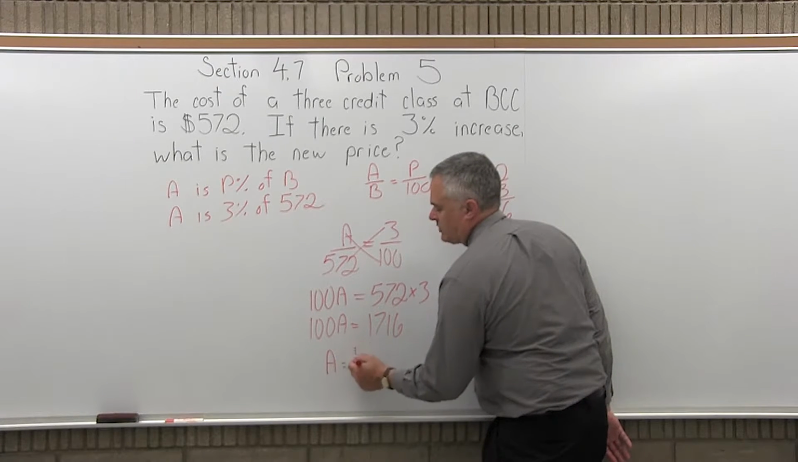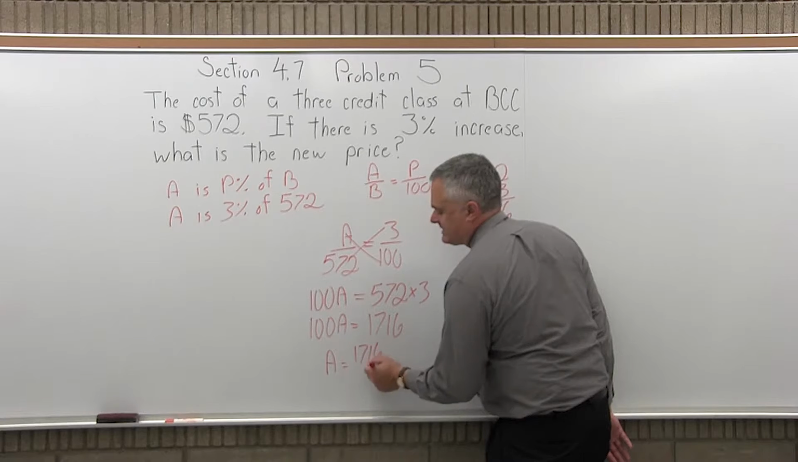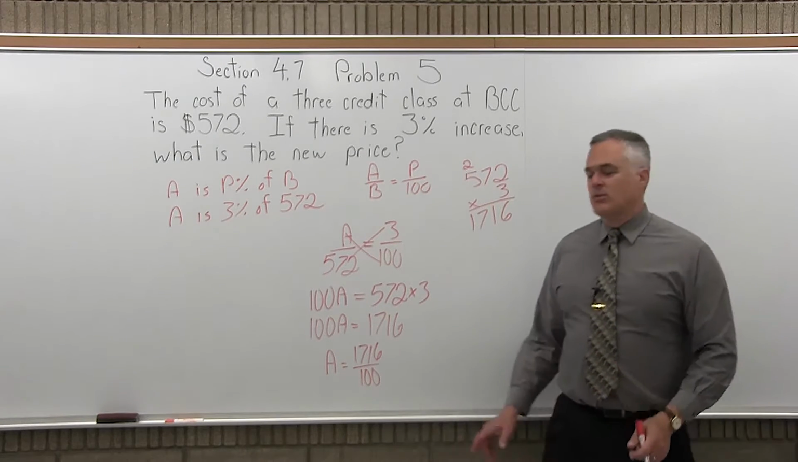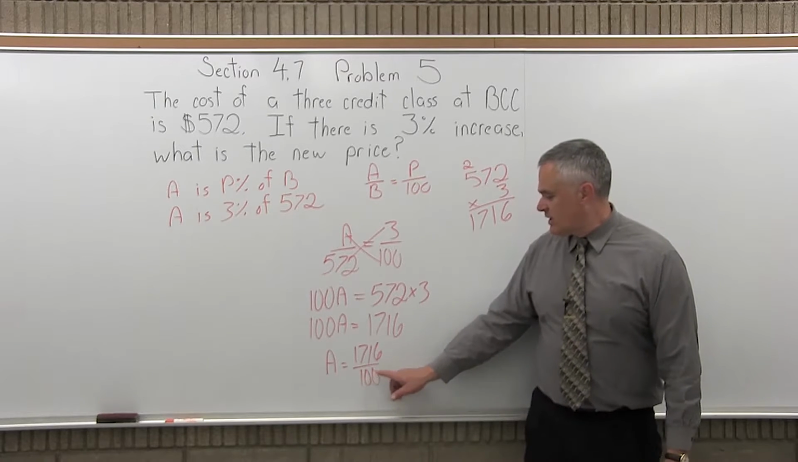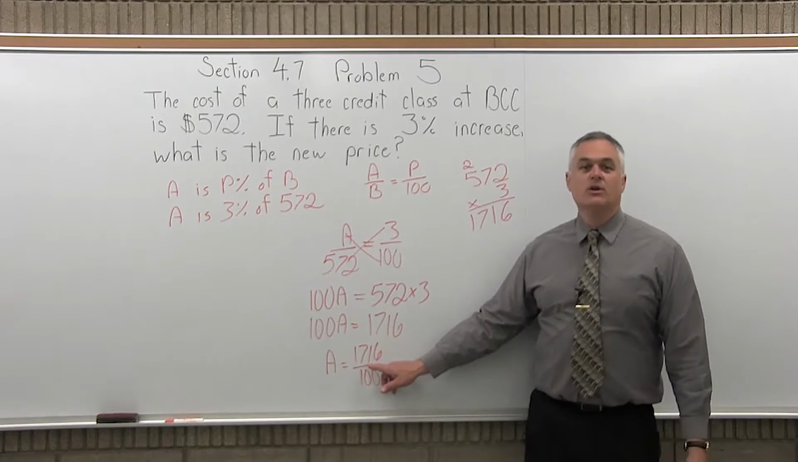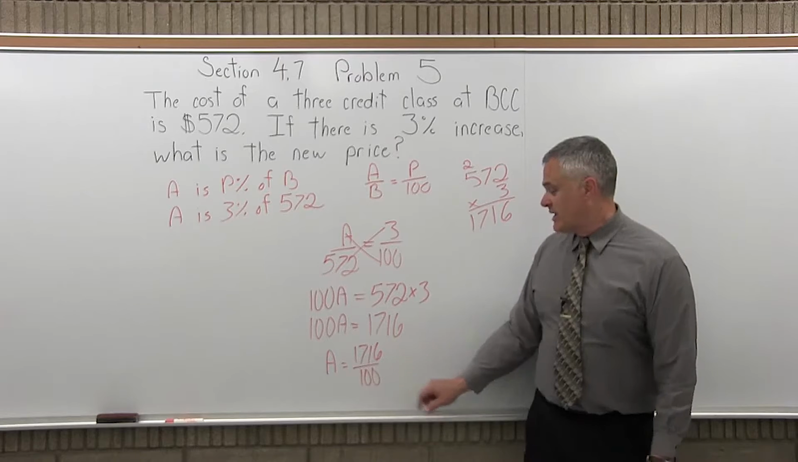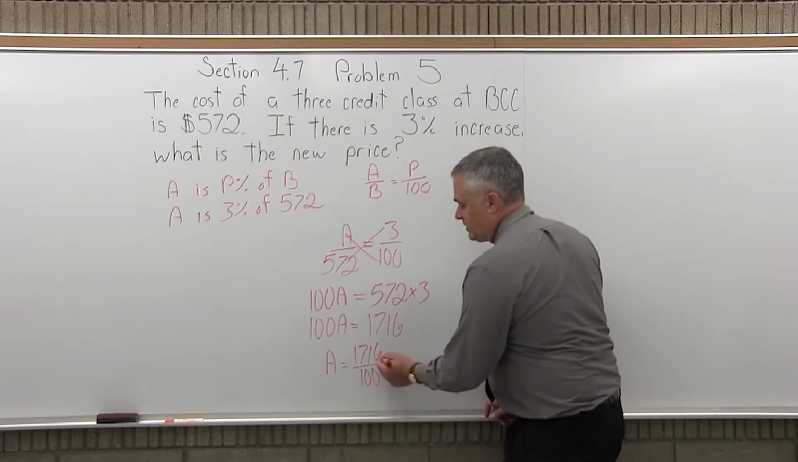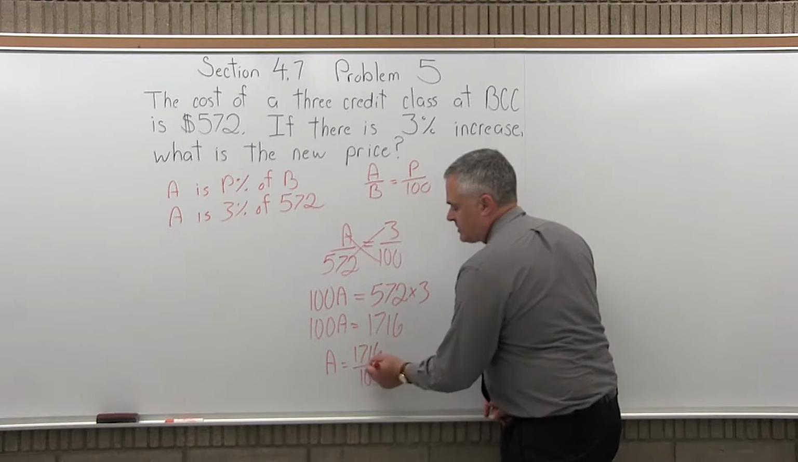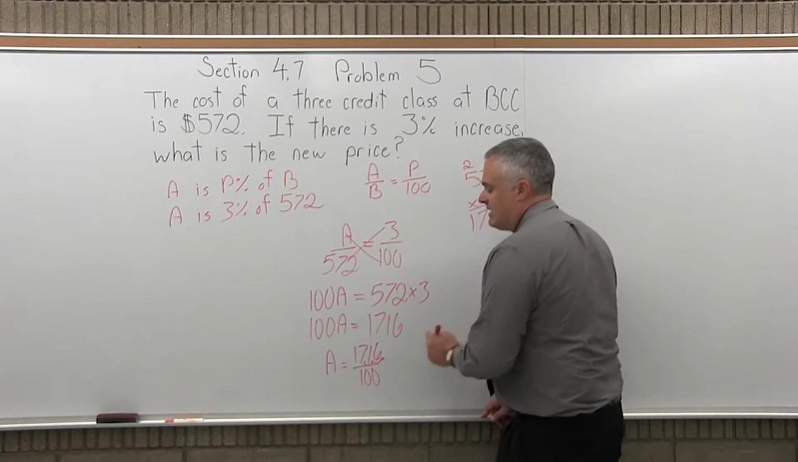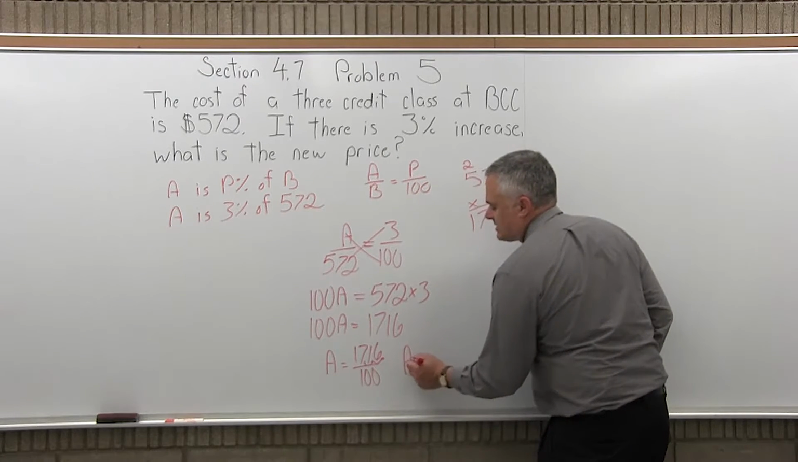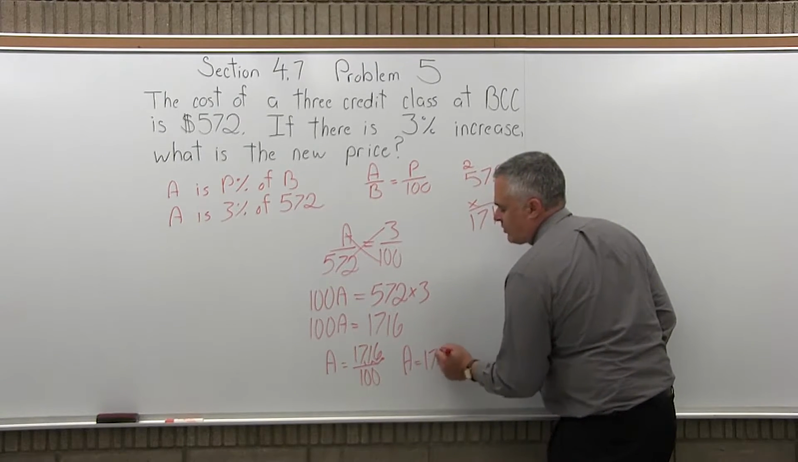So A equals 1716 over 100. Now I find this an easy problem to do. The 2 zeros of the 100 are going to back up the decimal point 2 places. The decimal is not written in the 1716, but you can assume it's at the end. So you can just pull it back. It becomes 17.16. So A is 17.16.